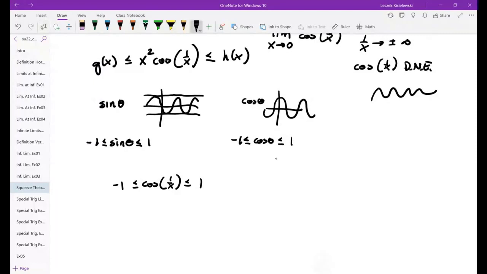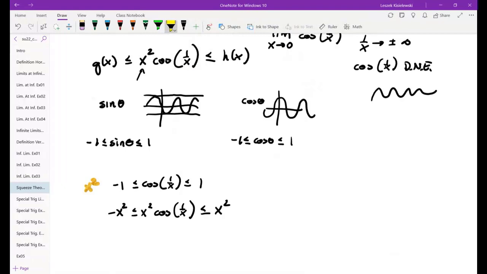So now what do we need to do to get our function in the middle? Well, it looks like we need to multiply the middle part by x squared. We're going to multiply everything by this positive quantity x squared. So multiply -1 by x squared, and positive 1 by x squared. So we started with a basic fact about sine or cosine, and then we multiplied everything by a positive quantity so that we get our function in the middle.